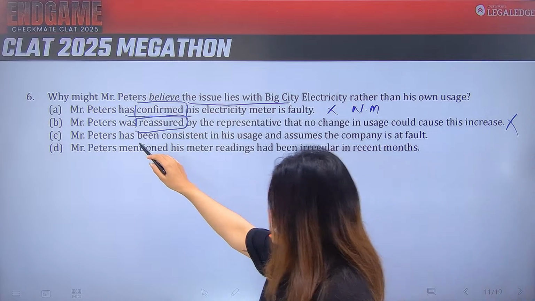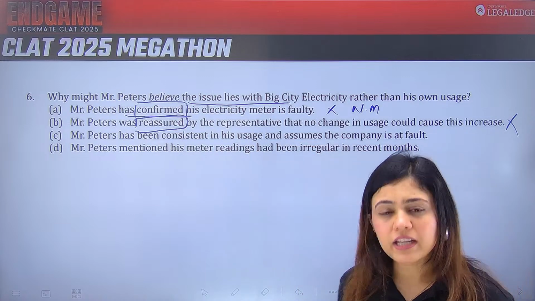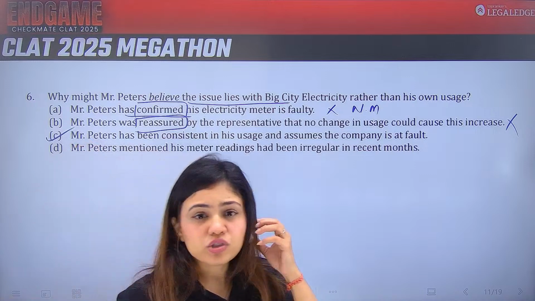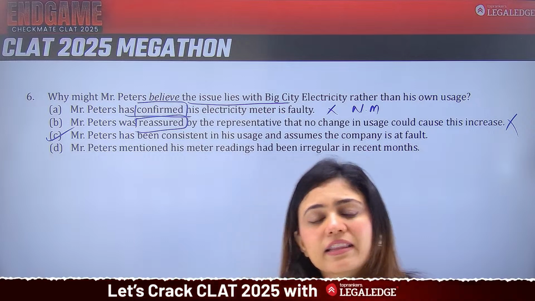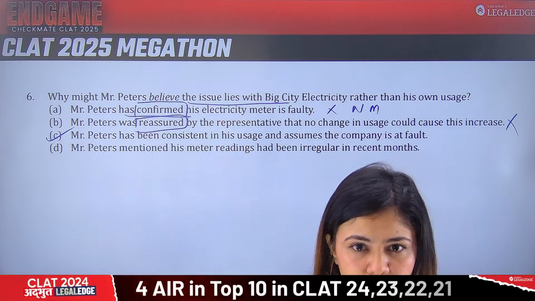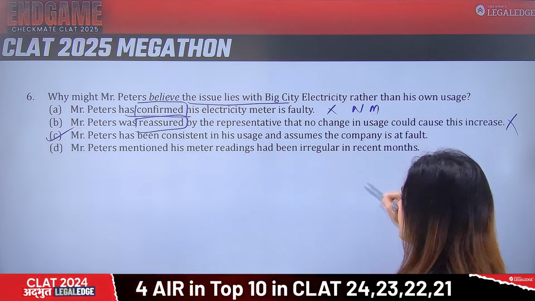Then, Mr. Peters has been consistent in his usage and assuming the company is at fault. इसी की वजह से तो उन्होंने कॉल किया था कि मेरा जो इलेक्ट्रिसिटी यूसेज है वो बिल्कुल सेम है जो महीनों से चल रहा है. There is nothing unusual that has happened, and then suddenly there has been this jump in the bill, and that's the reason I'm calling you कि कुछ प्रॉब्लम हो सकती है. And this is our answer.